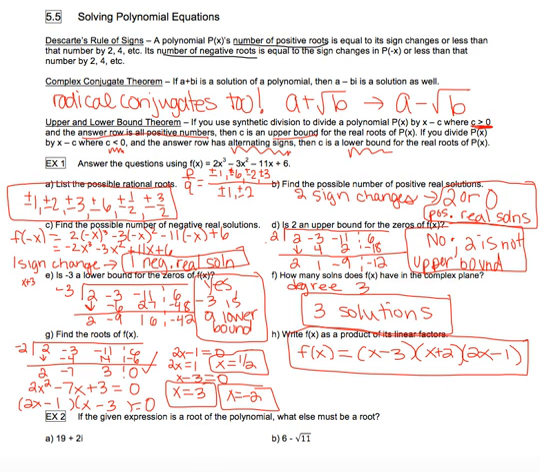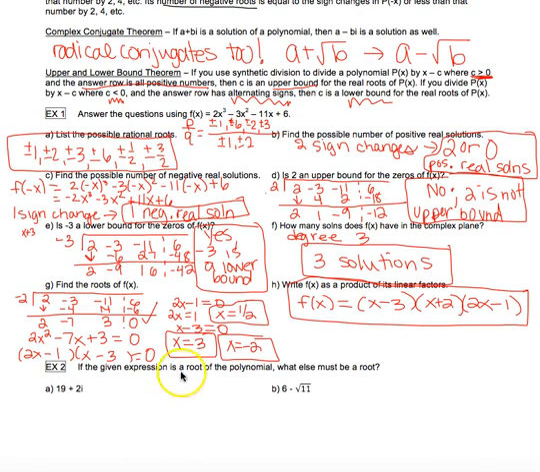All right, last thing we want to talk about is if the given expression is a root of the polynomial, what else must be a root? So this is the complex conjugate theorem. So here I have 19 plus 2i. I know if that's a root, that its complex conjugate must be also. So 19 minus 2i would be the answer. This one, it's radical conjugates, but it's the same idea. If 6 minus radical 11 is a solution, then 6 plus radical 11 must also be. So we use root, solution, 0. Remember that all of those mean the exact same thing.